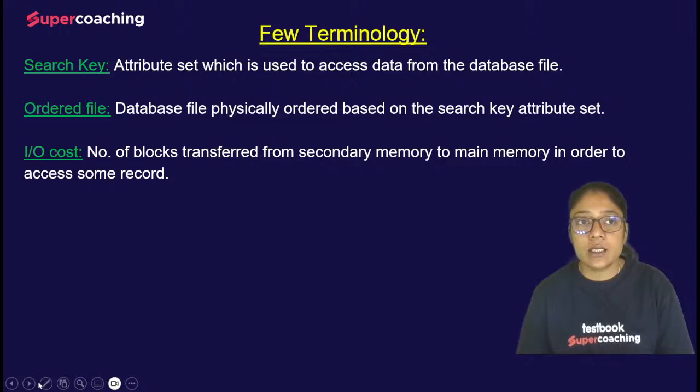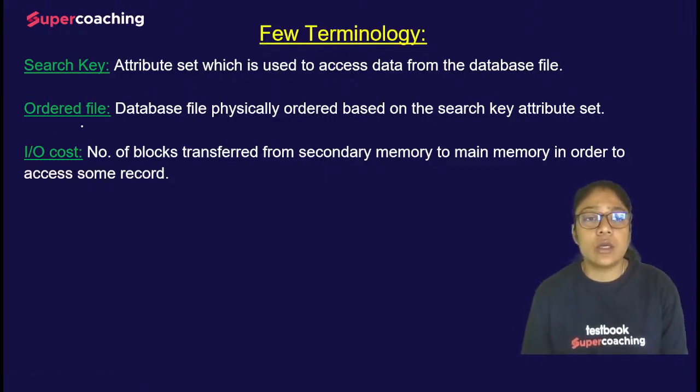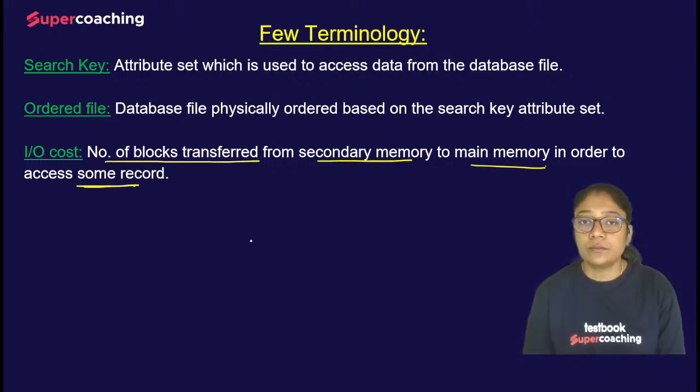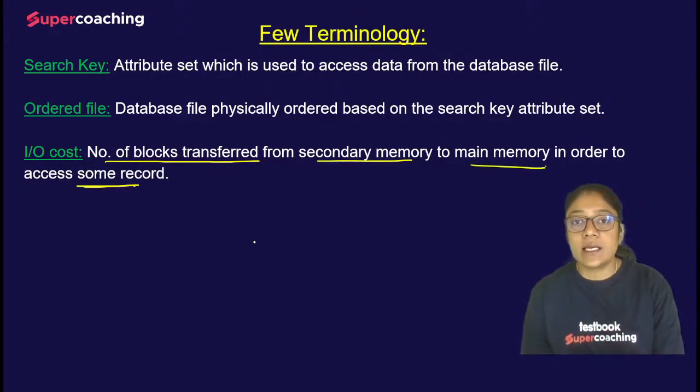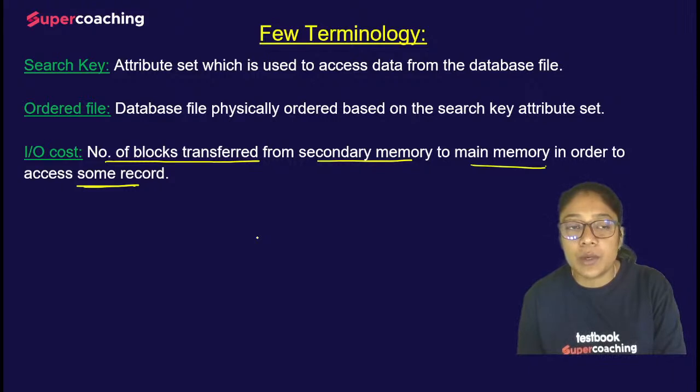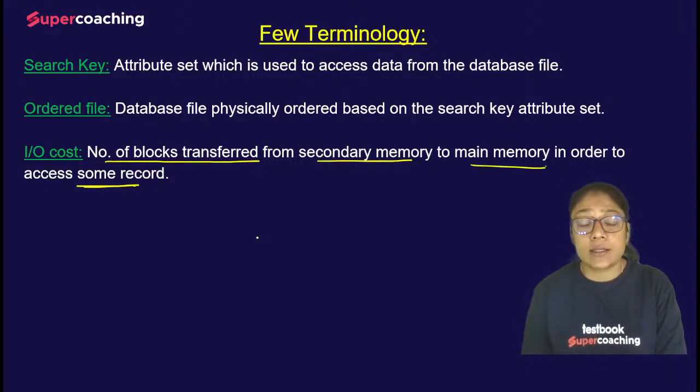There are a few terms that we'll be using in this concept. One is the search key, the ordered file, and the IO cost. Already we have talked about the IO cost. This is nothing but the number of blocks transferred from secondary memory to main memory in order to access some record. That is known as the IO cost.